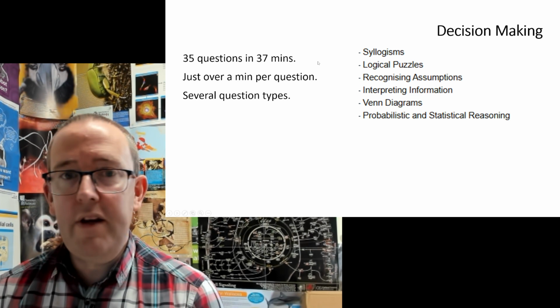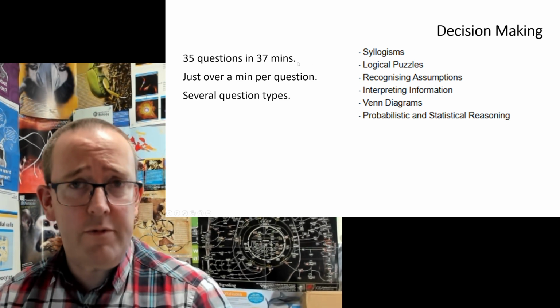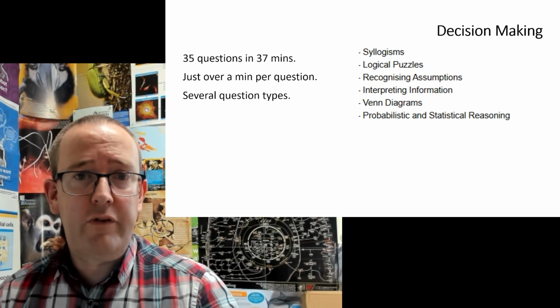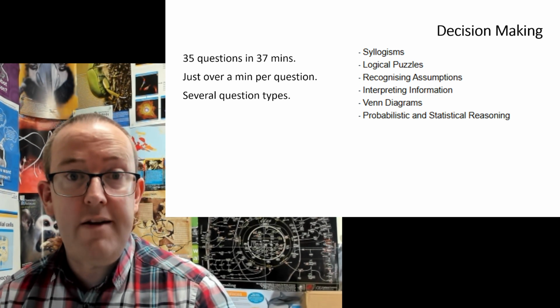Right, so we're in the decision-making section. We've done syllogisms, logic puzzles, recognizing assumptions, and interpreting information. We're on to the penultimate section here, which is Venn diagrams.